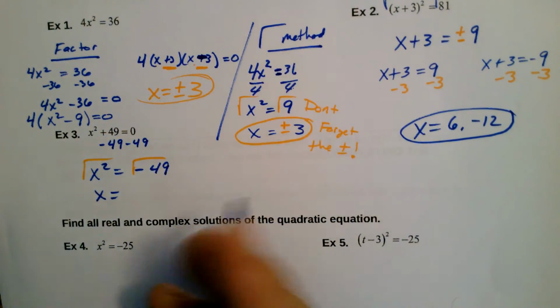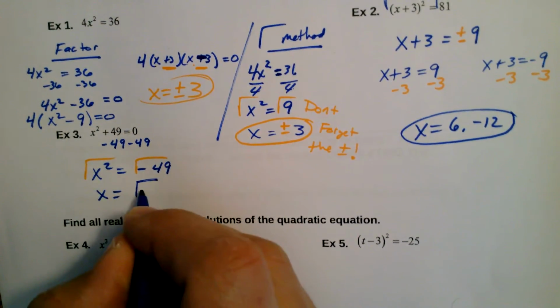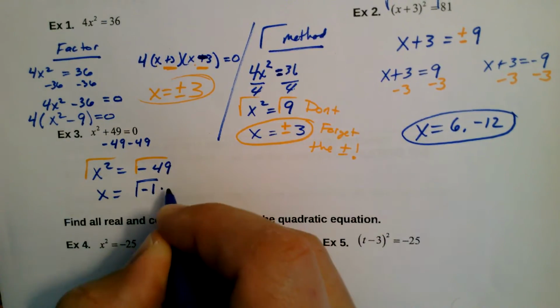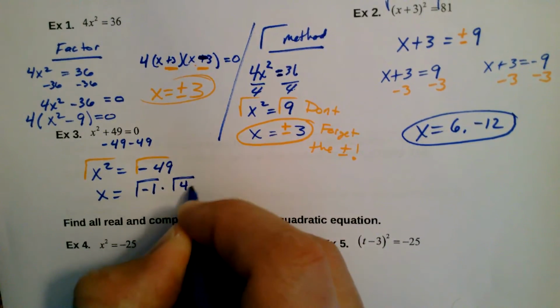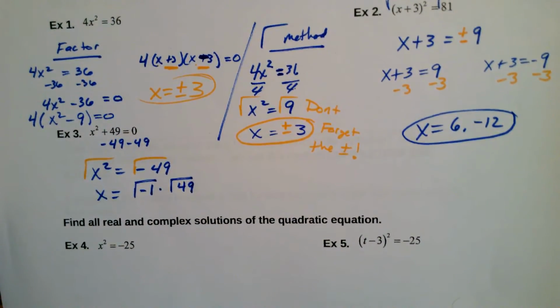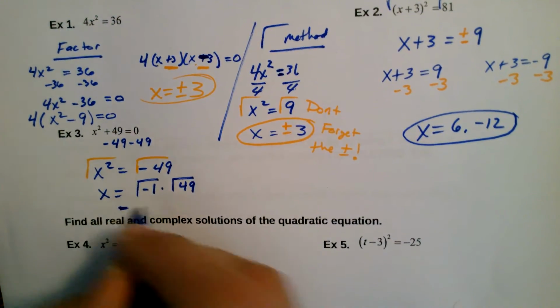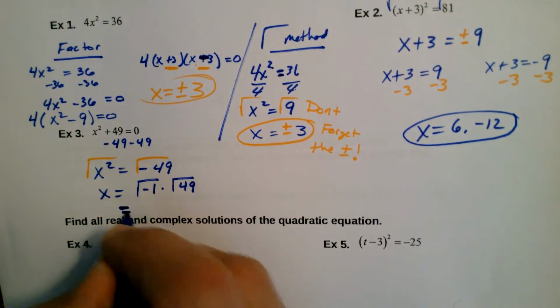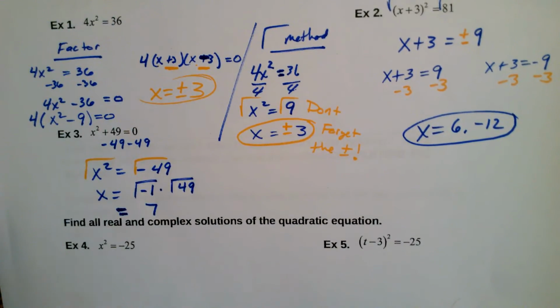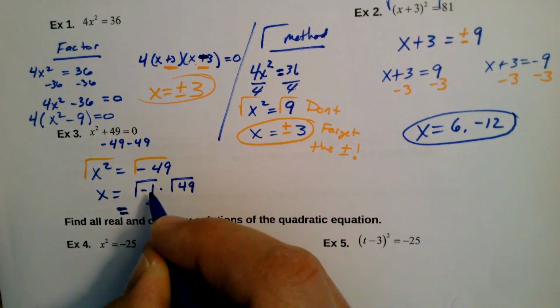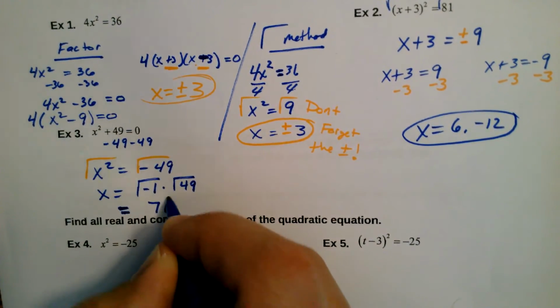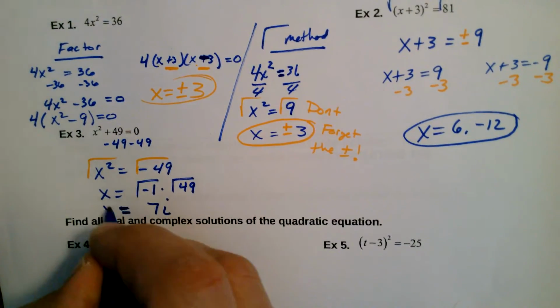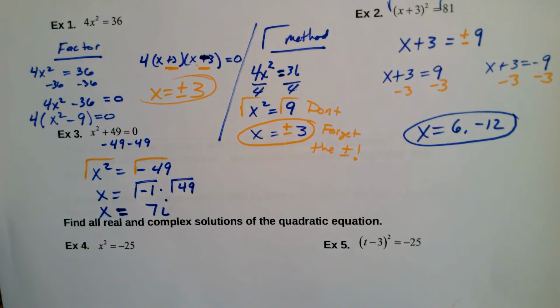And we talked about the other day in chapter 10.7. This is really the square root of negative 1 times the square root of 49. We know the square root of 49 is 7. And we talked about what the square root of negative 1 is. We should know that that's i. So we get x equals 7i.